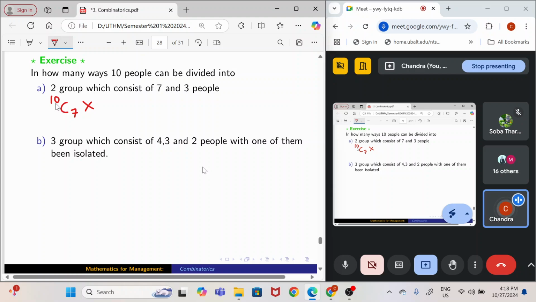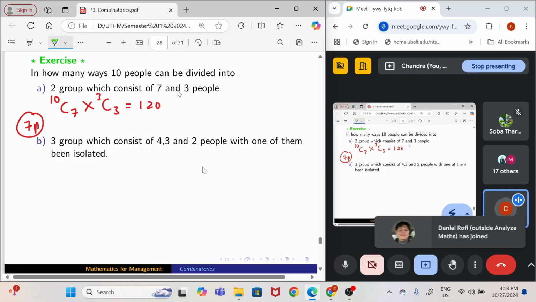Okay, out of 10, you choose 7 to be a group. Group of 7 people are there. Left is how many people? 3, isn't it? Out of 3, you choose 3. So if you do this, you will get 120.